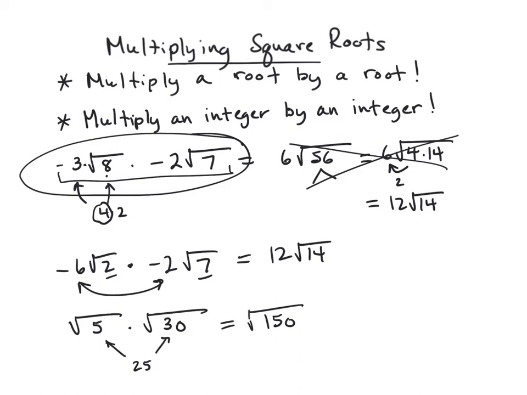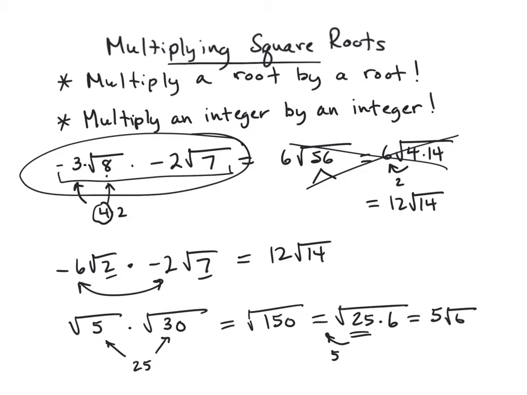Since there were two factors of 5 in each number I multiplied, that made a perfect square of 25, and I can rewrite this as 25 times 6, which is 150. The square root of 25 is 5. I'll take that out front as a 5, and I'm left with 5 root 6.